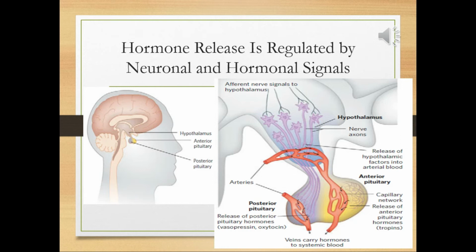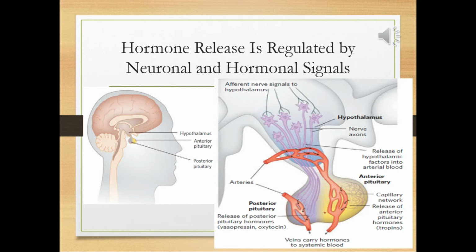The signals from the connective neurons stimulate the hypothalamus to release hypothalamic factors into the arterial blood. The blood carries these factors directly to the capillary network of the anterior pituitary lobe. In response to these factors, the pituitary gland releases its respective hormones into the blood vessels, and they enter the general circulation.